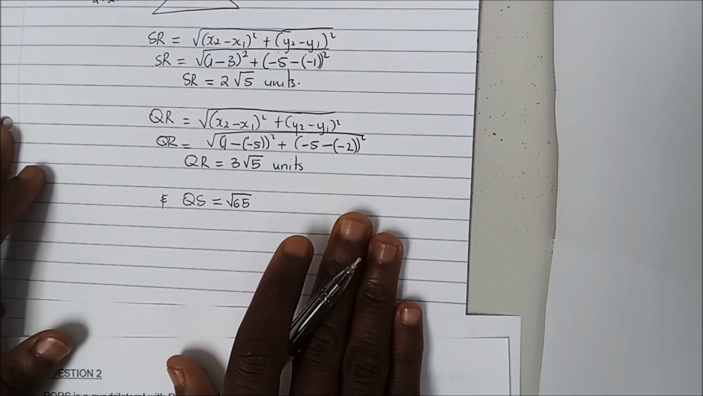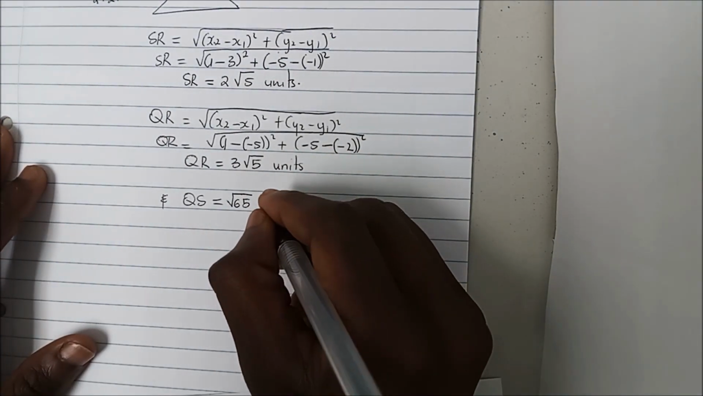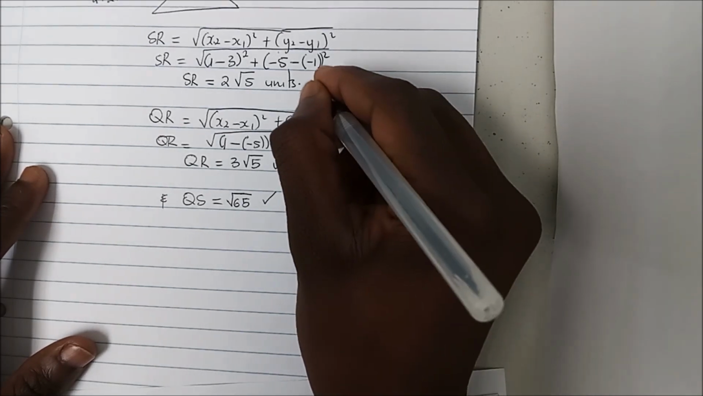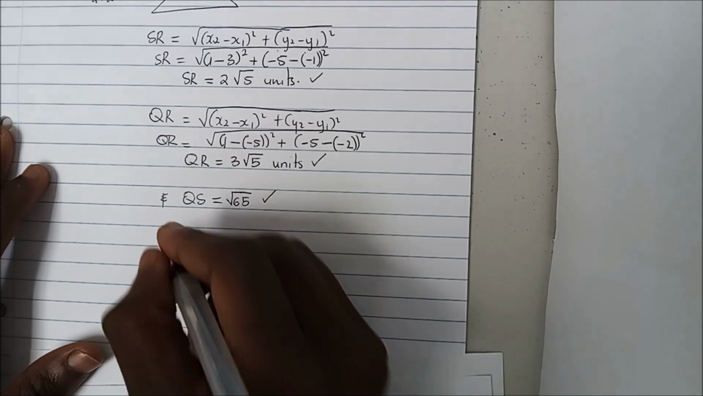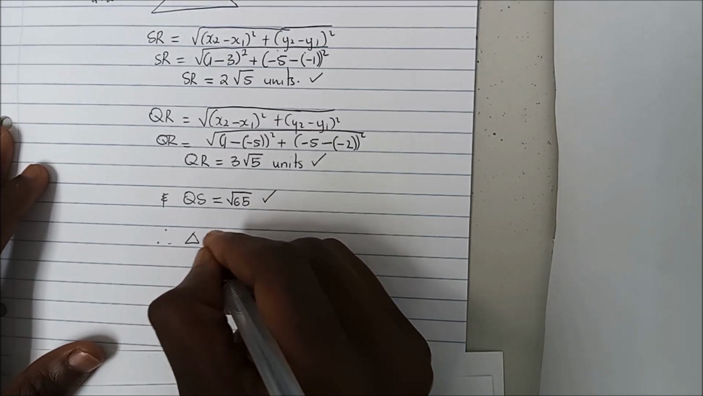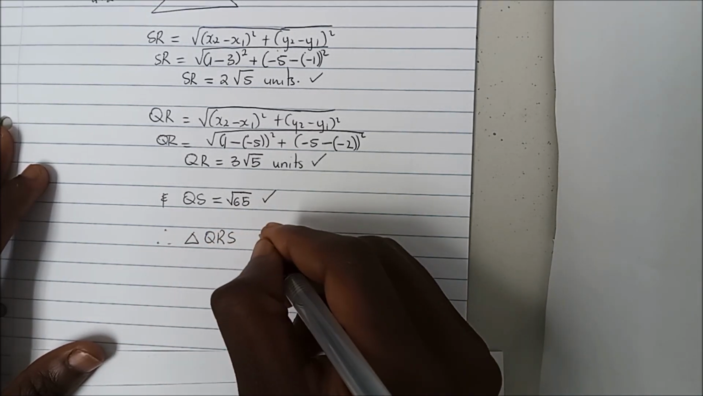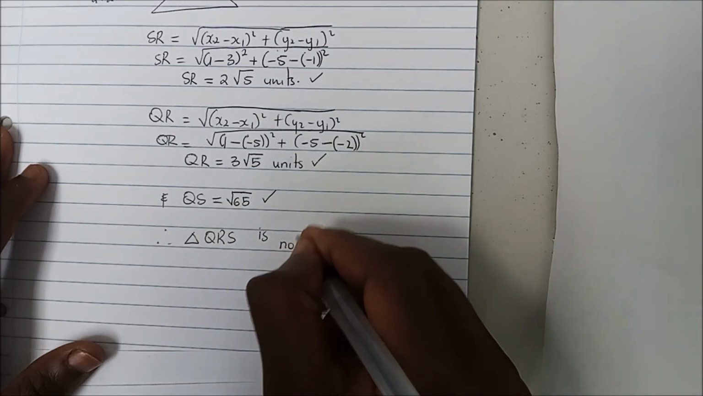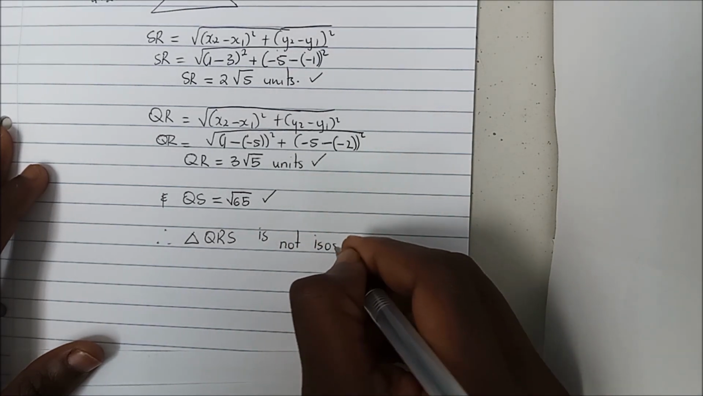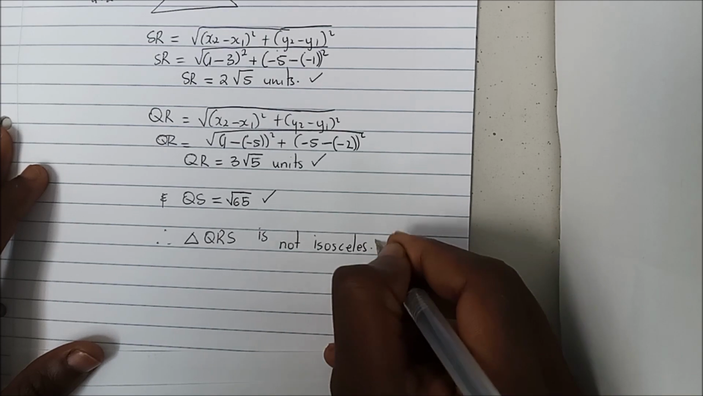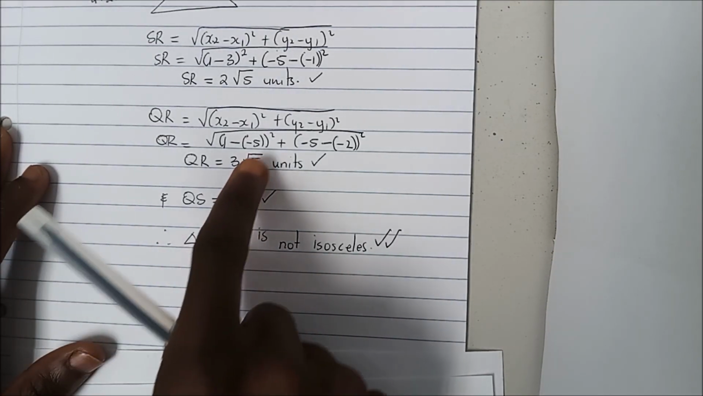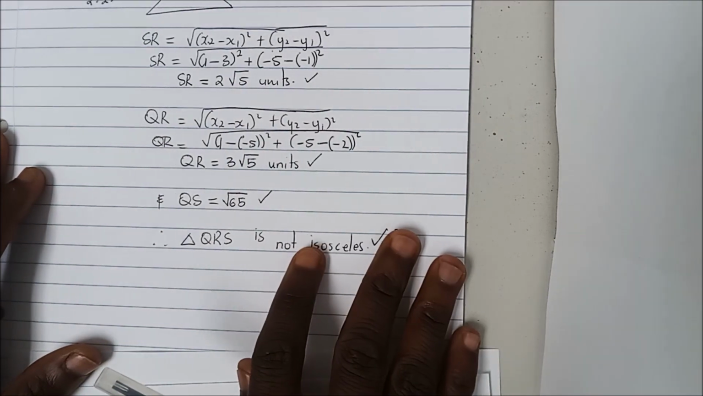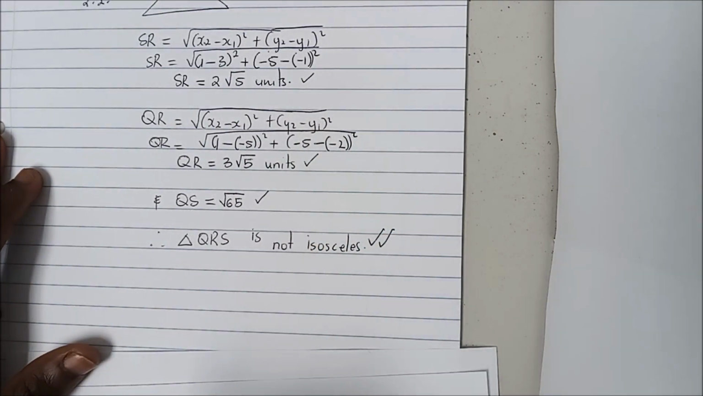But no problem. Now, what do you say? This one, this one, this one, are they equal? No, they're not equal. So, therefore, triangle QRS is not isosceles. Why are we saying it's not isosceles? Because we don't have two pairs of equal sides. If we had two pairs of equal sides, we would say it's isosceles.